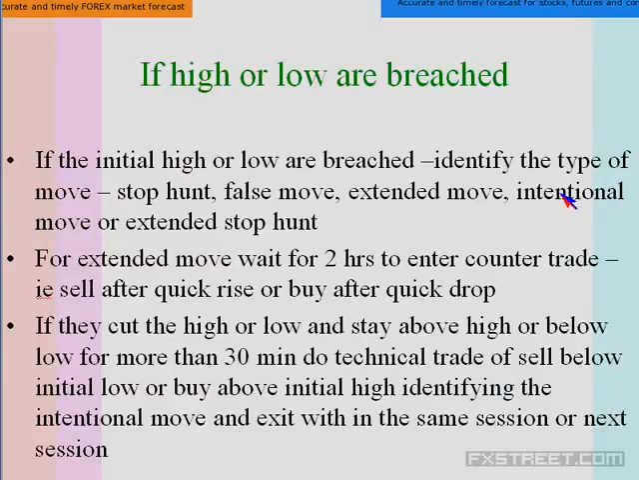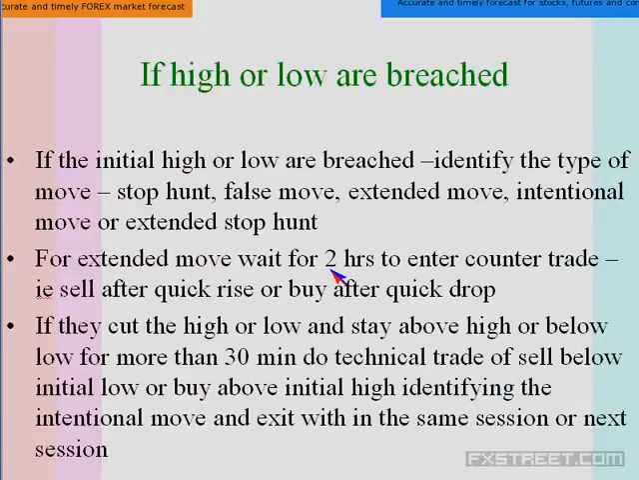After the intentional move, they are expected to make the extended move on the opposite side. Just for 2 hours, they are expected to gain the levels. Then again, they may go in for a stop trend or a false move and then continue this particular cycle. Extended stop trend is the move they do only during trend reversal times. So extended move is always a quick move, commonly called a spike, and they do it in 2 hours time.